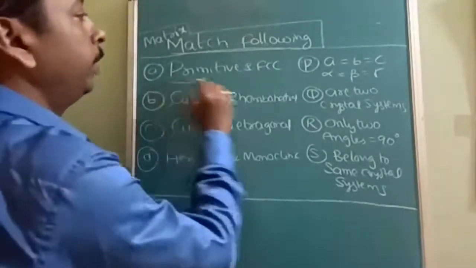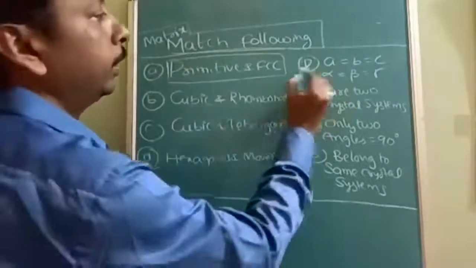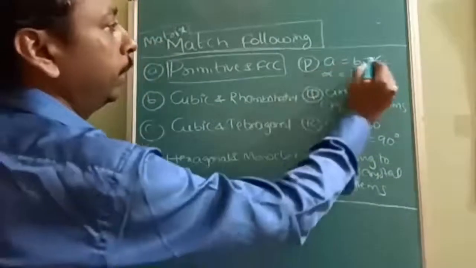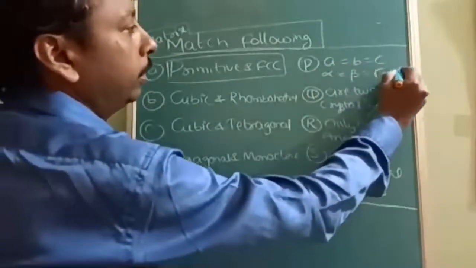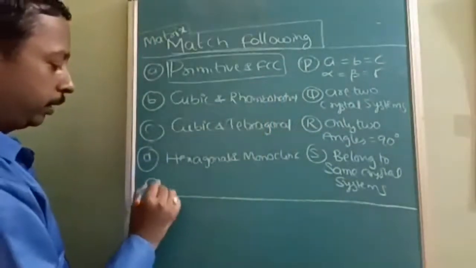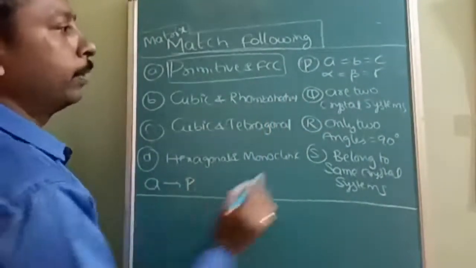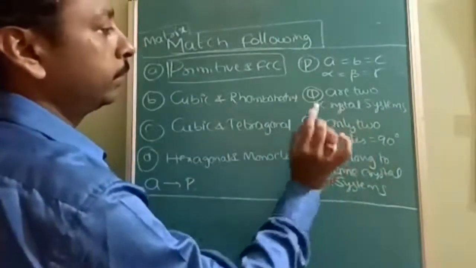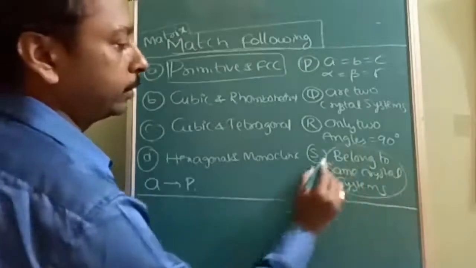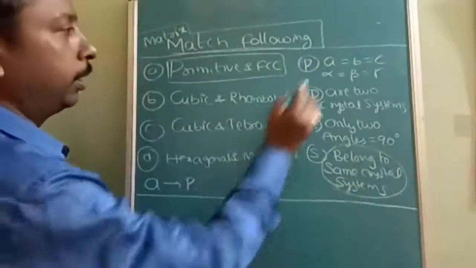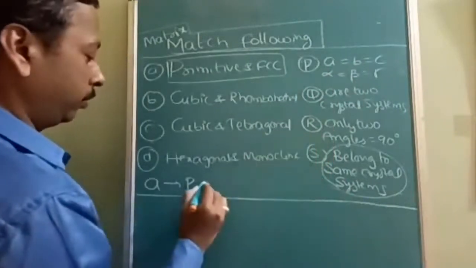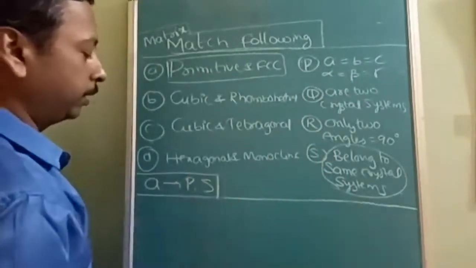Okay, here primitive and FCC. In all of them, alpha is equal to beta is equal to gamma and their cubic system, and these are all equal to 90 only. So the answer for A is P, and two different crystal systems, no. Only two angles, so they belong to the same crystal system. Okay, so all angles are same, all lengths also same. So the answer is P comma S.